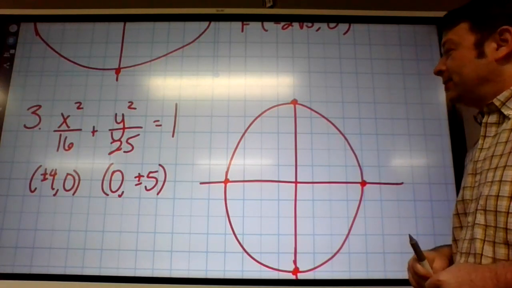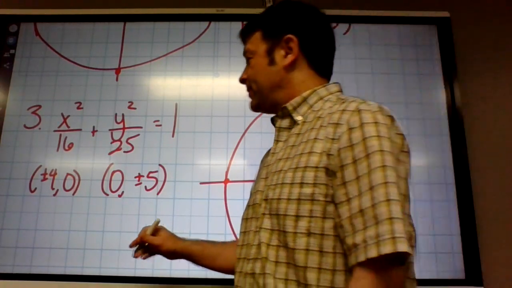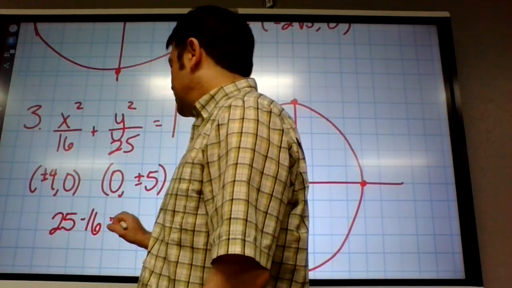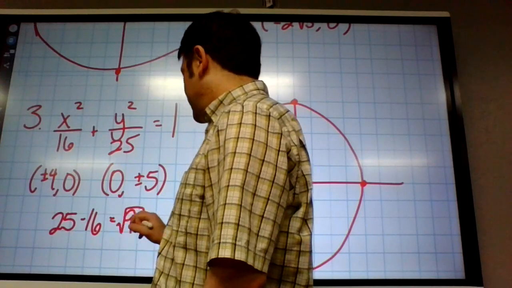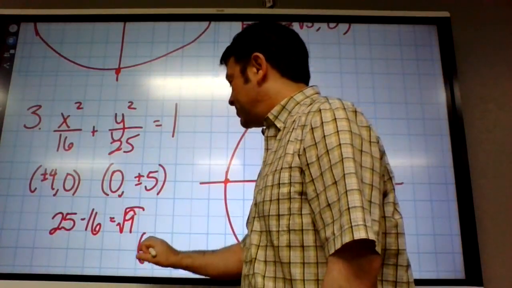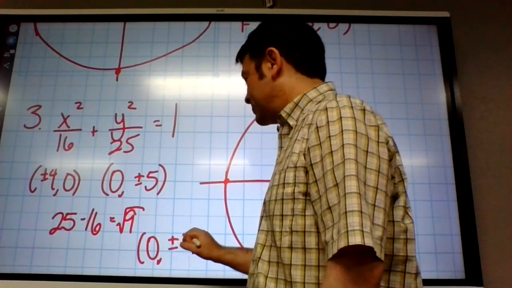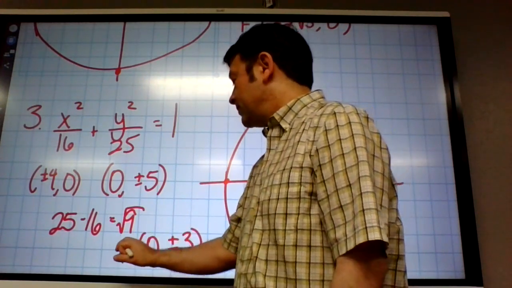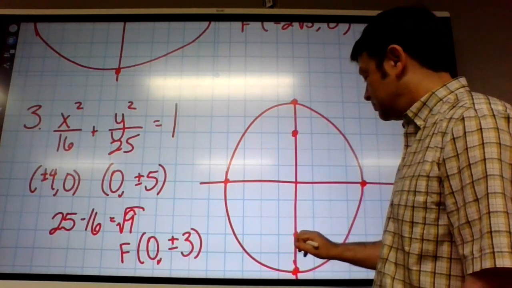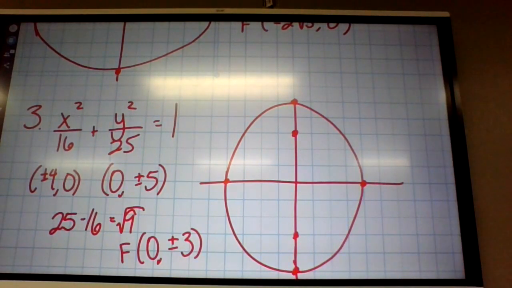All right, the foci. So what do we do for the foci? 25 minus 16 is 9, and then we do the square root of 9, so it's just a nice, perfect 3. So, since the major axis is the y-axis, we're going to have the foci at 3 and negative 3 on the y-coordinates.